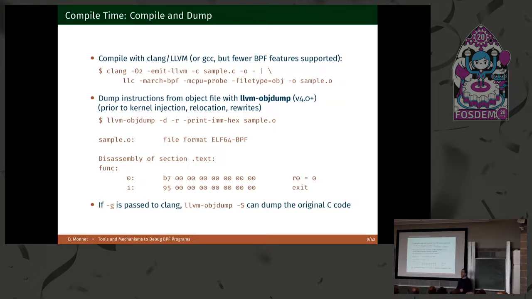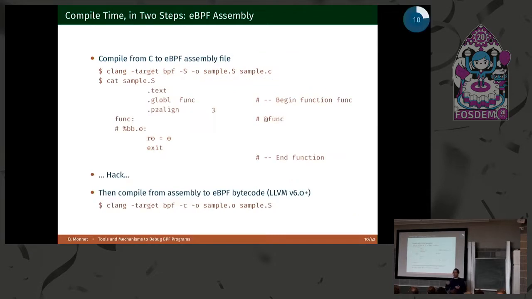And once I have my object file, I can use LLVM objdump to dump the bytecode of the program. So that's what we have here. B7, and the rest of zeros is putting the value 0 into register 0, which is used for storing the return value of the program. And then I have a second instruction which says exit and return from the program. So return 0, basically. I can also get the C source code in that output if I were to provide the dash g flag to clang and use a different option with llvm-objdump. So that's useful to check what I have in my object file.